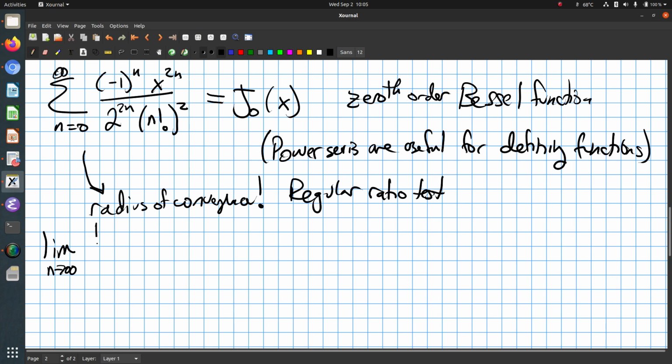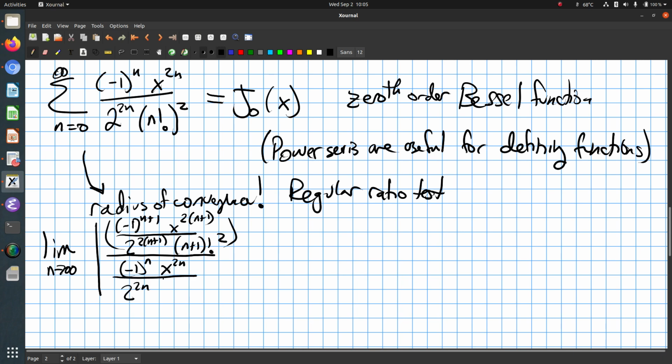So if we do that, we're going to have minus 1 to the n plus 1, x to the 2n plus 1, over 2 to the 2n plus 1, n plus 1 factorial squared, over all of this. Okay, it looks like a big disaster, but it's not too bad. One thing to realize is the minus 1's have no bearing at all because they are inside the absolute values. The other is I could write this as a single fraction. So I've got an x to the 2n times x squared, and I've got an x to the 2n down here.